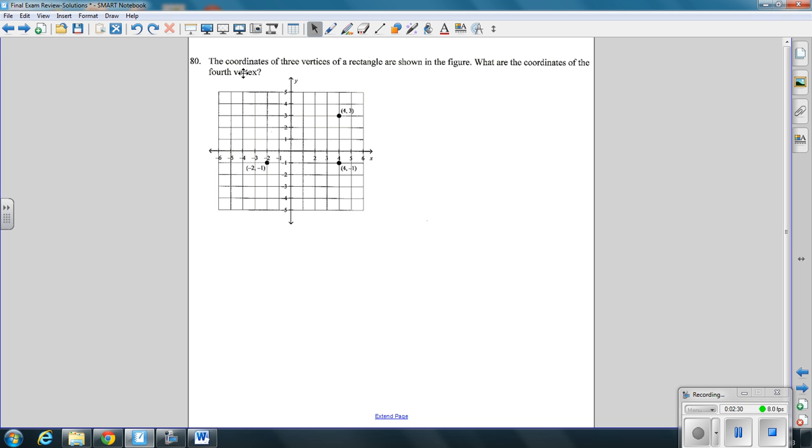79. The coordinates of 3 vertices of a rectangle are shown in the figure. What's the coordinate of the 4th vertex? Well, if this point is 1, 2, 3, 4 units away, then the other point needs to be 1, 2, 3, 4 units away. We also need to make sure that this point is on the same line as this point. So the ordered pair would be -2, 3.